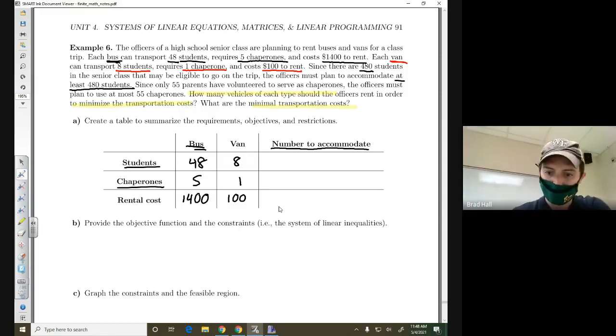So for the students, there is at least 480.